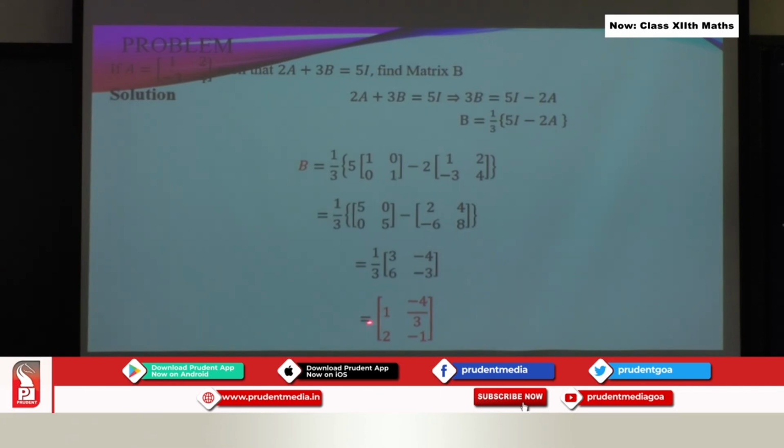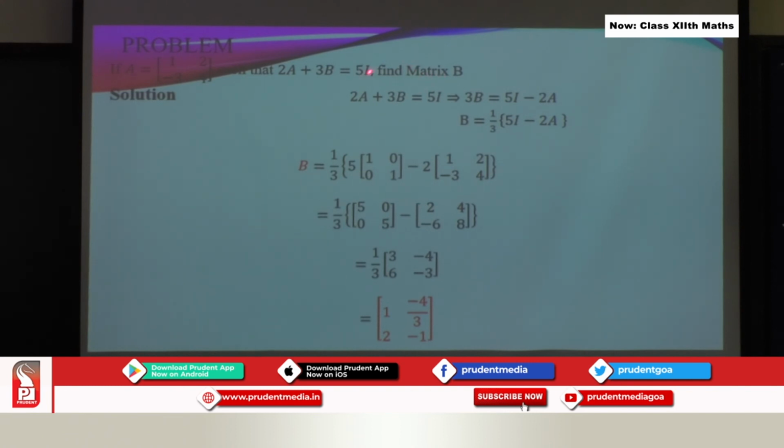So I am getting here, 1 by 3 into 3, so I get 1. Minus 4 upon 3, these are not divisible, so it remains as it is. 6 upon 3, I get 2. Minus 3 upon 3, I am getting minus 1. So this is how you get the answer.